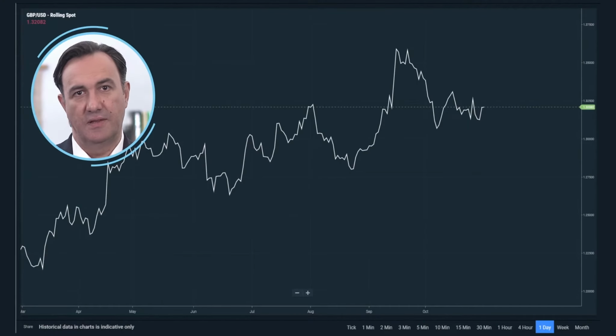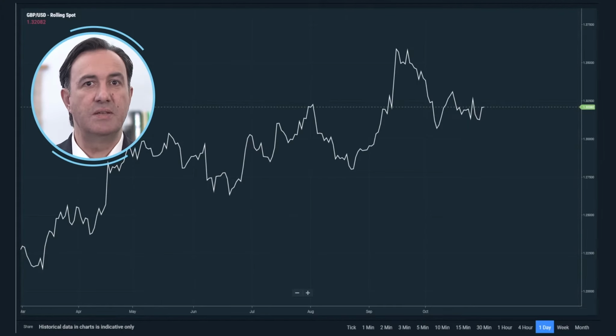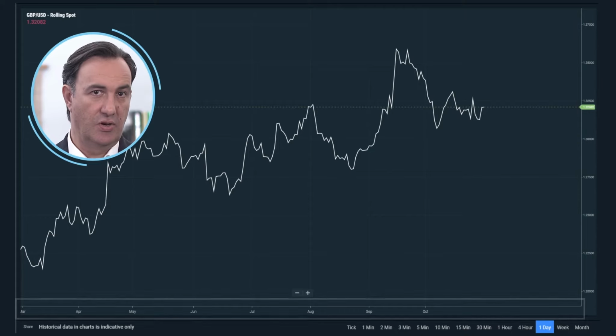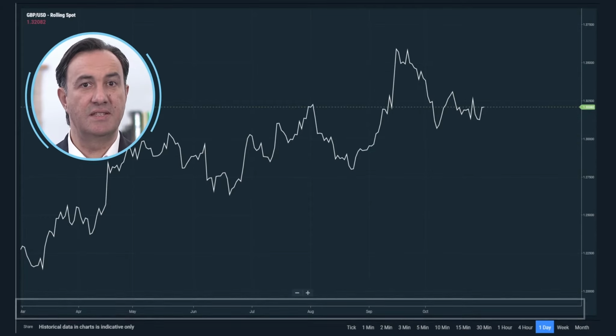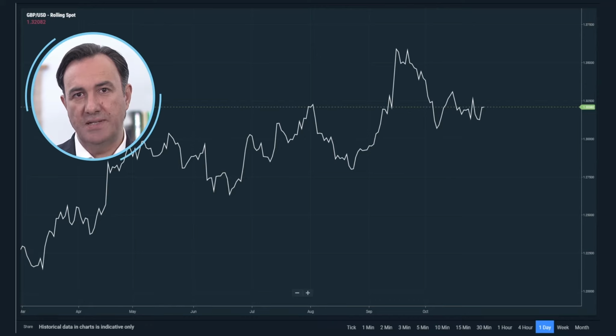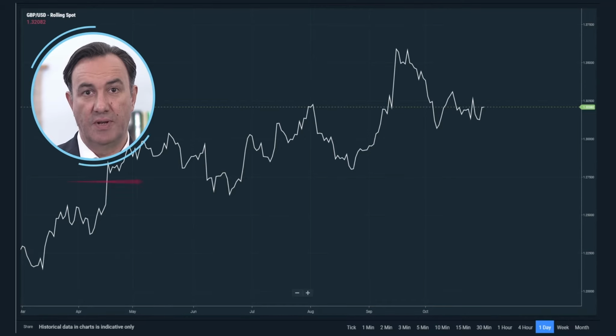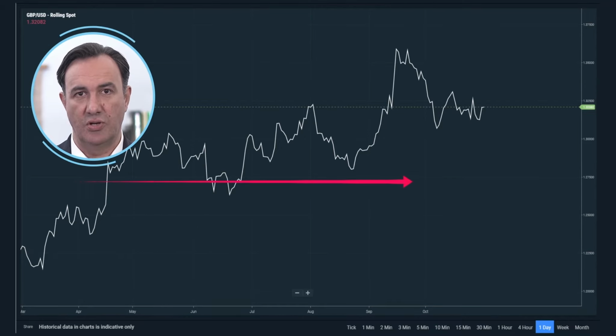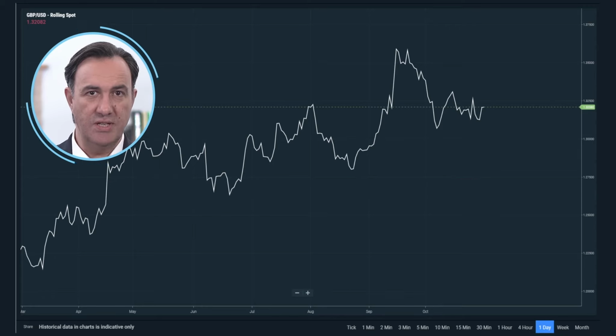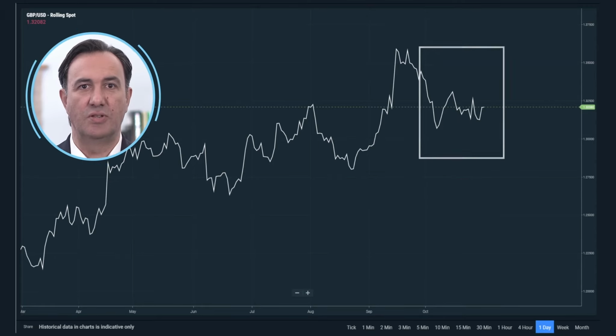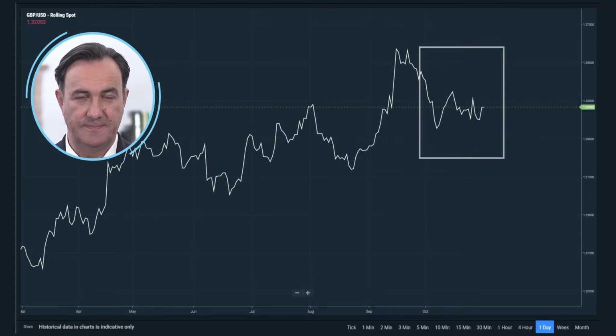Well, let's look at this chart here. The vertical axis represents the price scale. The horizontal axis represents the time scale. Prices are always plotted from left to right in chronological order. The most recent price action is displayed on the right-hand side of the chart.